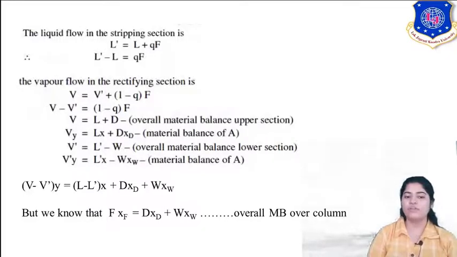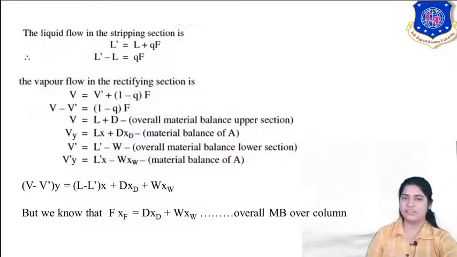Now overall material balance in upper section, that is in your rectifying section, okay? Total vapor is equal to liquid plus distillate. Now material balance of A, what we get? Vy is equal to Lx plus DxD, right? Similarly, overall material balance in lower section, that is in stripping section. V bar is equal to L bar minus W, okay? Now material balance of A, what we get? V bar into Y is equal to L bar x minus W xW.